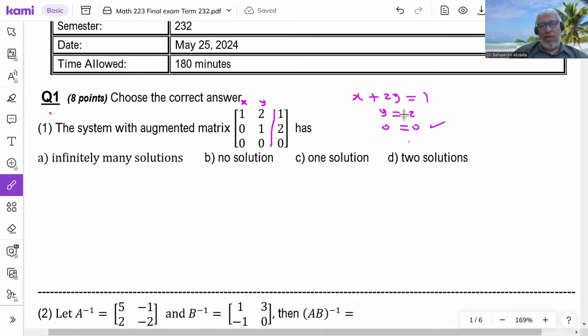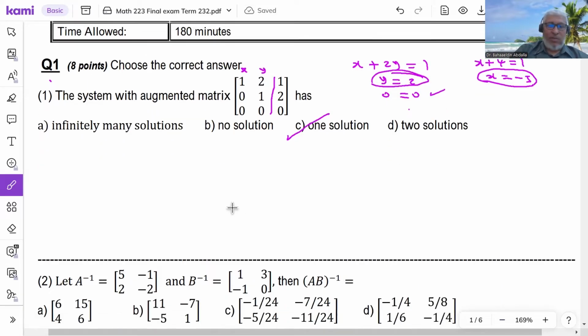If I replace y equals 2 in the first equation, I'll have x plus 4 equals 1. And this means that x is 1 minus 4, which is -3. So there is a unique solution. x is -3 and y is 2. So there is one solution, and the correct answer is C.